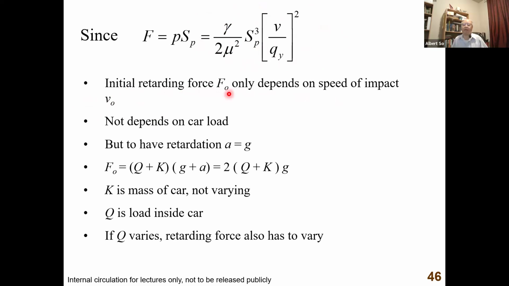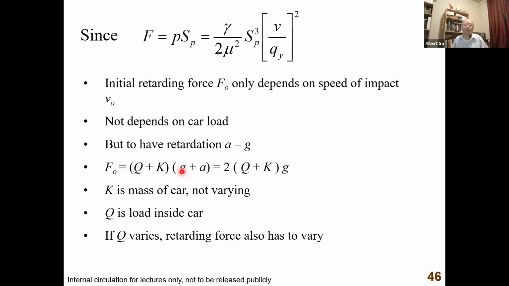This initial retarding force is not dependent on the car load. If the car is heavier, it takes longer to stop. If the car is lighter, it takes less time to stop. So what is the exact force you need to react? The retarding force is equal to Q plus K. Q is the load inside the car. Suppose it is fully loaded at 1,000 kilograms, then Q is 1,000 kilograms. K is the weight of the empty car, let's say 2,000. So 3,000 kilograms here.